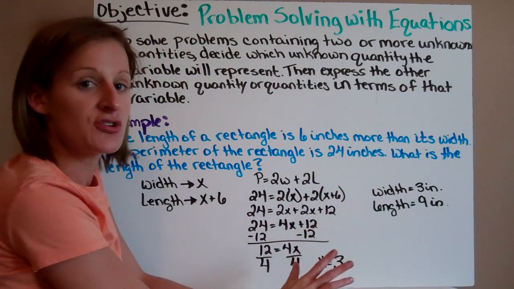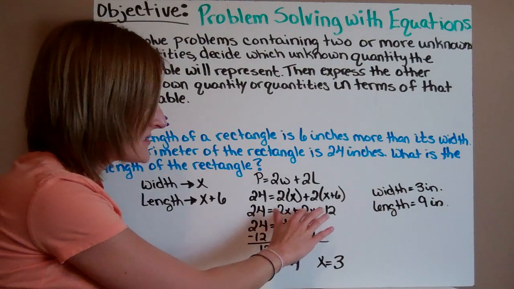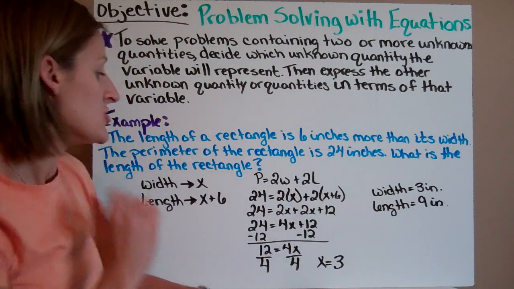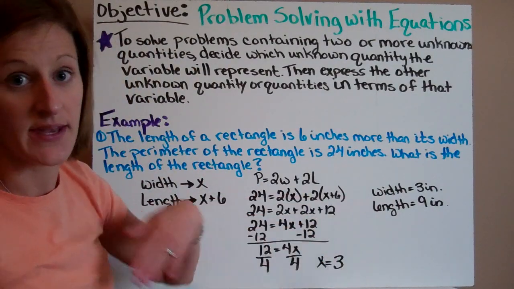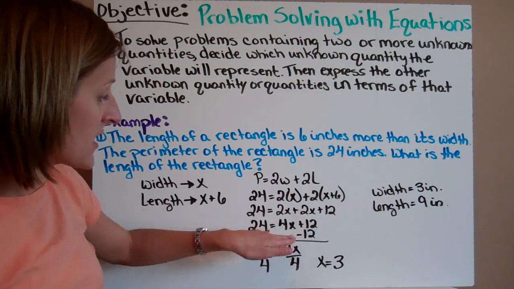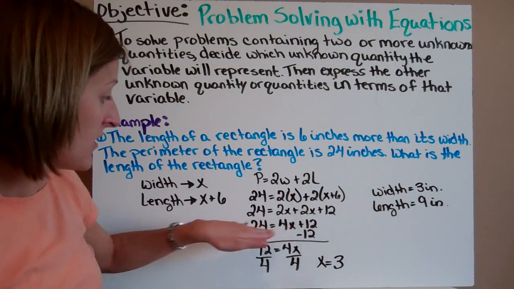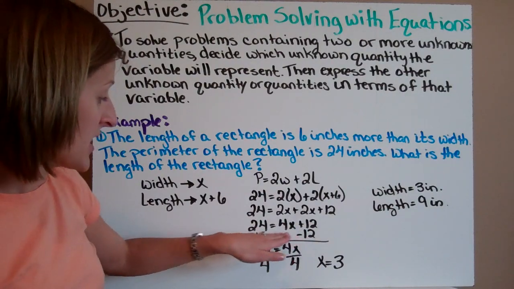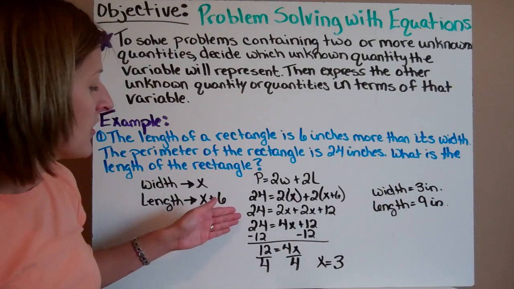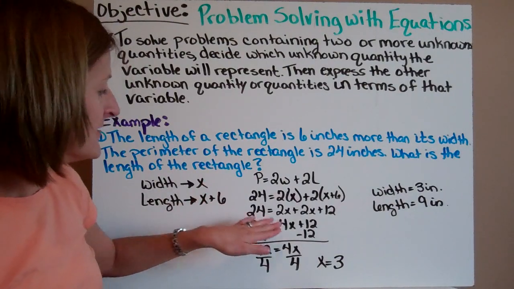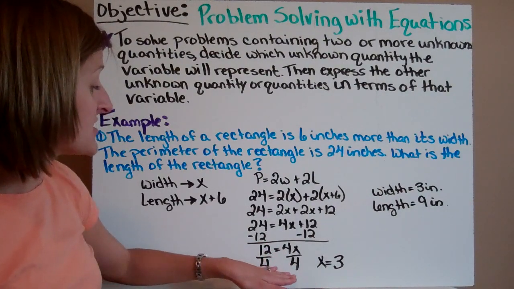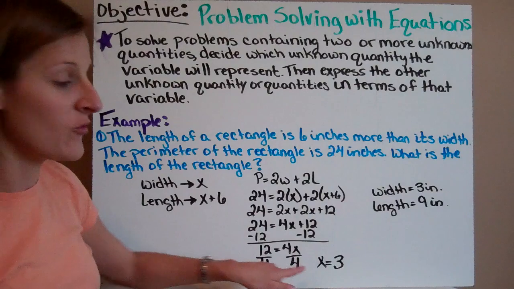So when I distribute, I get 2x plus 2 times x is 2x plus 2 times 6 is 12. So I have 2x plus 2x plus 12. Now I need to combine like terms on this side of the equation. 2x and 2x is 4x, so I get 4x plus 12 equals 24. Subtract 12 from both sides. 24 minus 12 is 12, and 4x on this other side. Then I'm going to divide each side by 4, and 12 divided by 4 is 3.